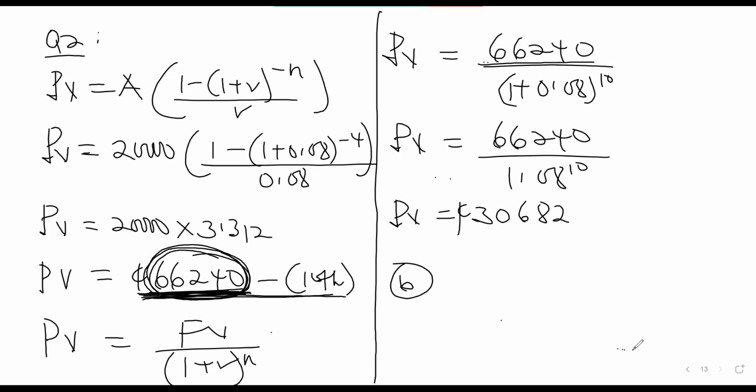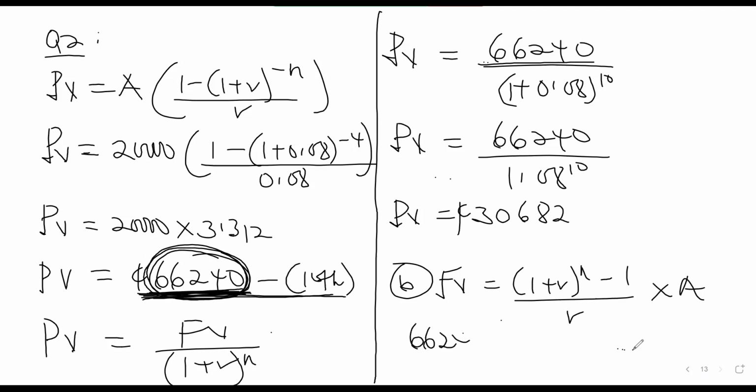So this is a future value, which is equal to (1 plus r) exponent n minus 1, all divided by r, multiplied by the amount. So the future value 66,240 is equal to ((1 plus 0.08) exponent 10 minus 1) divided by 0.08, multiplied by A. We don't know the A, so we do the same thing like the one we did. You do everything, then you make A the subject. That is all about it.